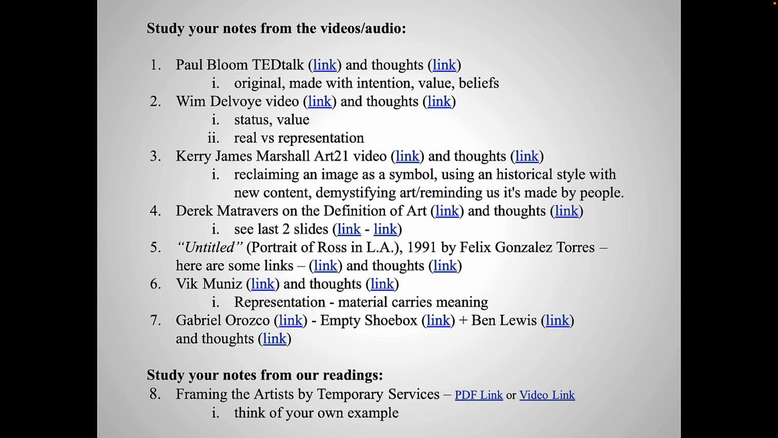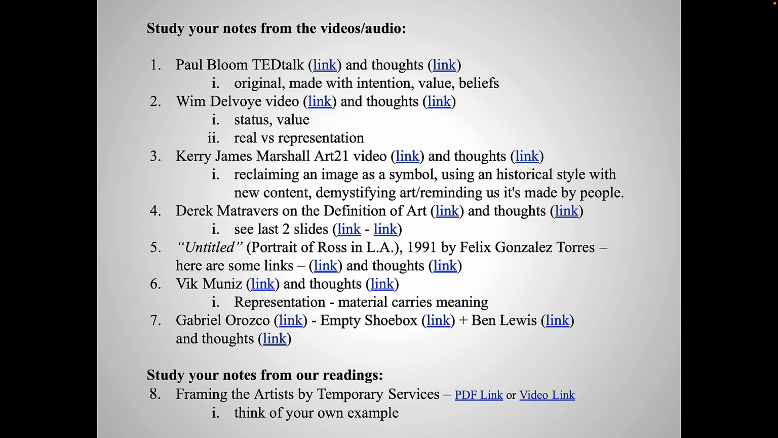All right, so Vic Muniz, we talked about his representation and the material carrying meaning. Think about the image I showed of the cloud, or the drawing of the cloud in the sky, and really ask yourself, is that drawing a cloud, or is it a picture of a cloud? And can it be both?